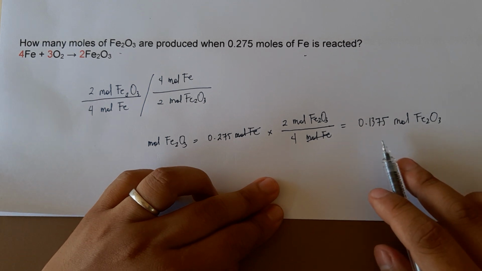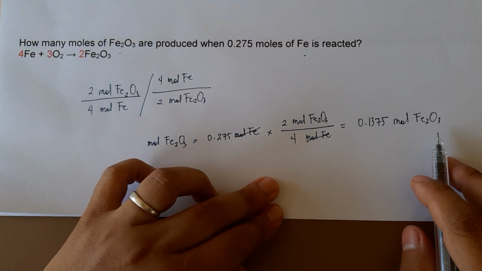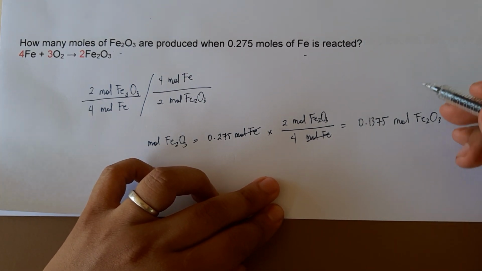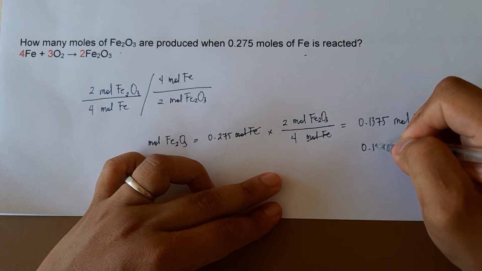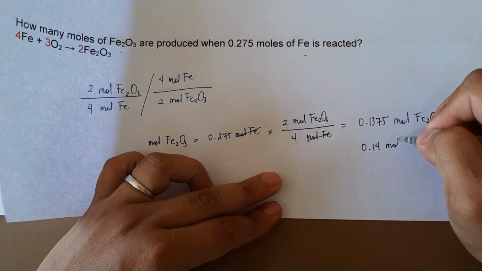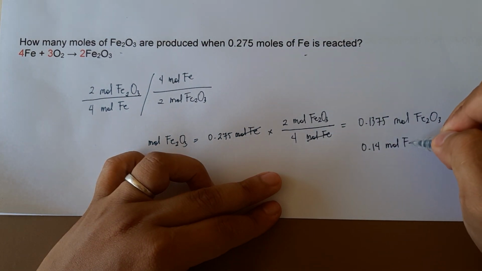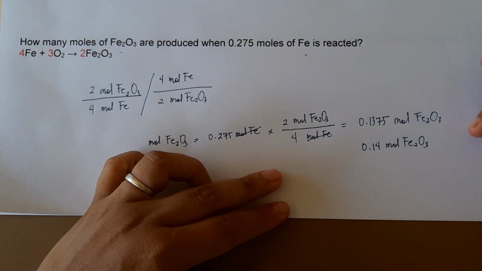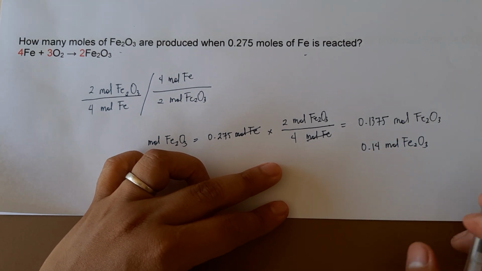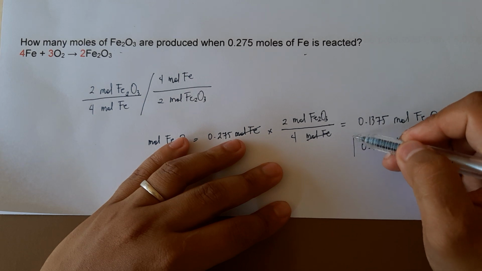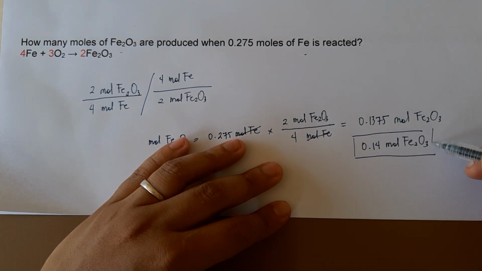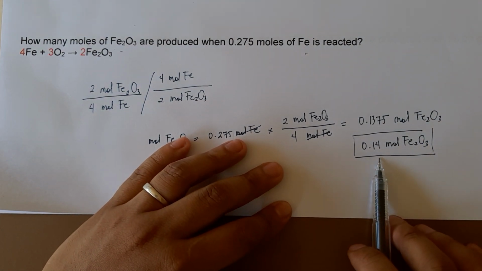Ano po? So, 0.1375 moles of iron trioxide or, sabi ko nga, 2 decimal places. So, 0.14 moles of Fe2O3. Tama din naman siya, ano. Yun nga lang, since we had an agreement, so we must follow the directions. Yan. So, this is our answer.